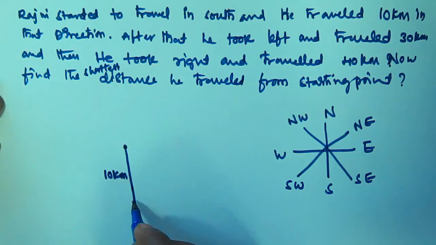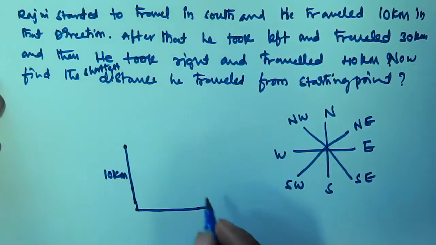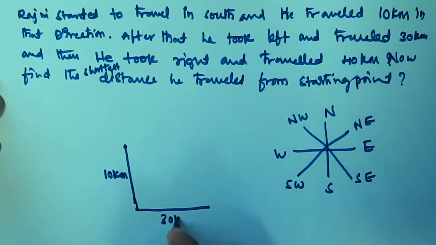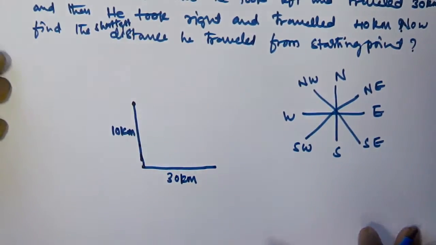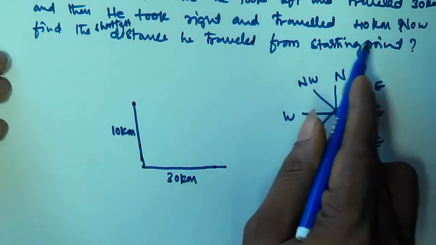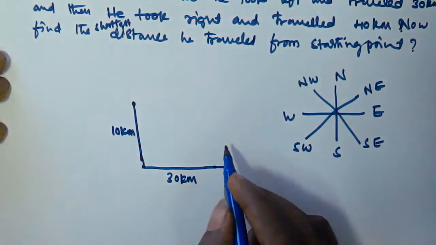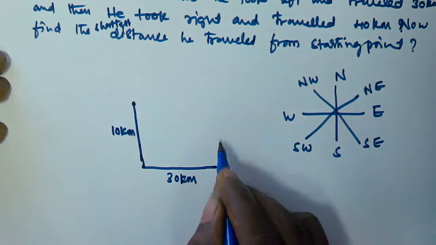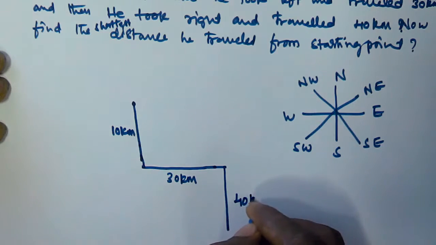After that he took the left turn. If he is traveling in this direction, the left turn is this side. And traveled 30 kilometers in this direction. So now he traveled 30 kilometers here. So after that, he took right and traveled 40 kilometers. From here, he took the right. This is the right direction. He is traveling in this direction. That means this is the left and this is the right. So he traveled in this direction 40 kilometers.